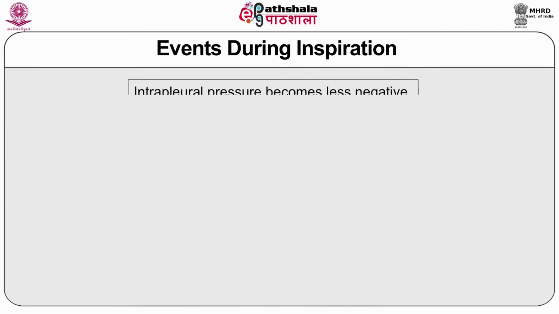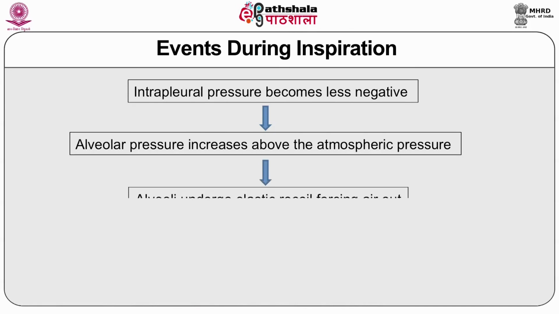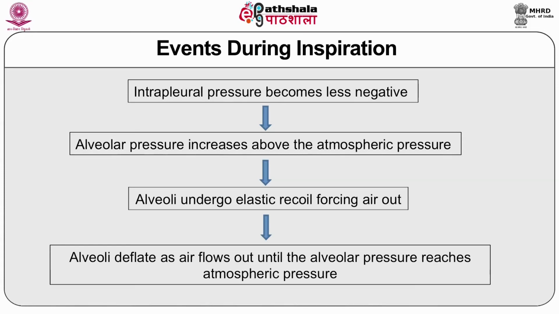As the intrapleural pressure becomes less negative, alveolar pressure increases above the atmospheric pressure. Alveoli undergo elastic recoil, forcing air out of the alveoli, and alveoli deflate as the air flows out until the alveolar pressure reaches the atmospheric pressure.